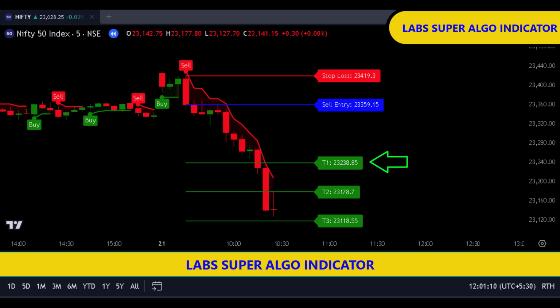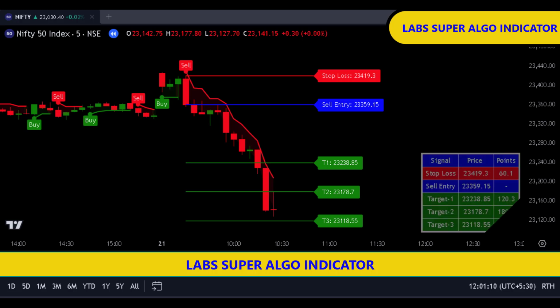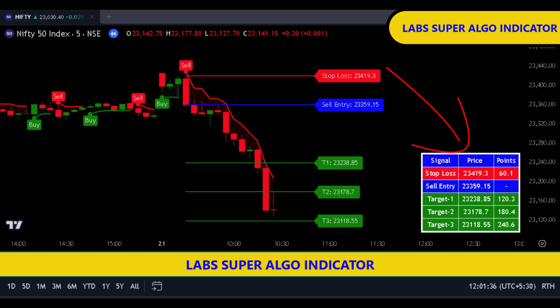If you are trading with more than one quantity or lot, then you can square off a few quantities or lots at the first target level. And here you can trail the stop loss and try to catch the whole rally. You can square off a few quantities or lots at the second target level, and you can square off the remaining quantities or lots at the third and last target level. So here we saw a complete short trade setup with entry, stop loss and target levels. The same data is also presented in the price signal table, showing all levels and the distances from the entry point.